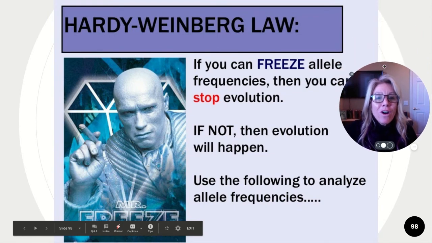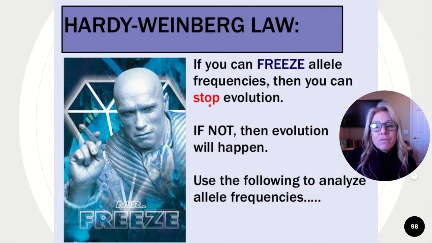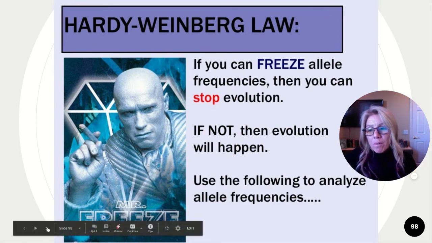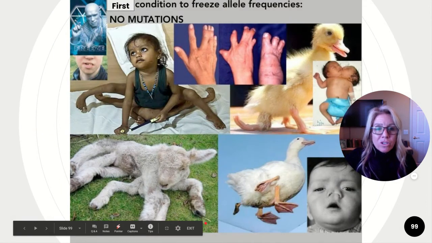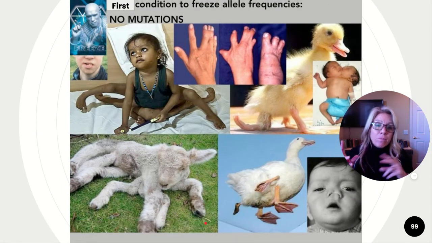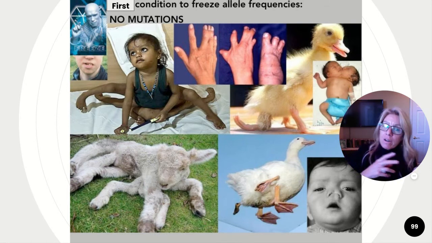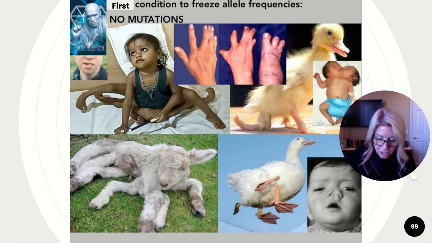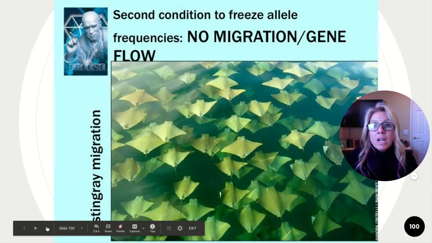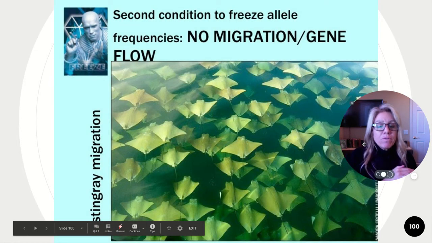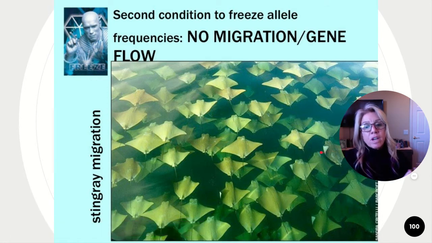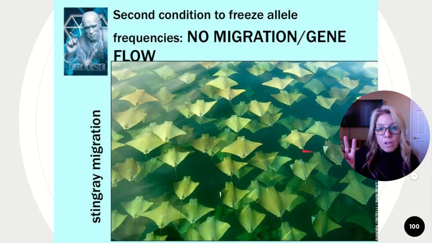Okay, so we're going to talk about the Hardy-Weinberg law. If you can freeze allele frequencies, then you can stop evolution. If not, then evolution will happen. So let's look at all the conditions to keep those allele frequencies exactly the same. So number one, you need to have no mutations because you could mutate from P to Q or Q to P, from big L to little L or little L to big L. So you would have to stop all mutations. Number two, you need to not have any gene flow. You can't have any new alleles coming in to your population or any alleles leaving. So number two, no gene flow.